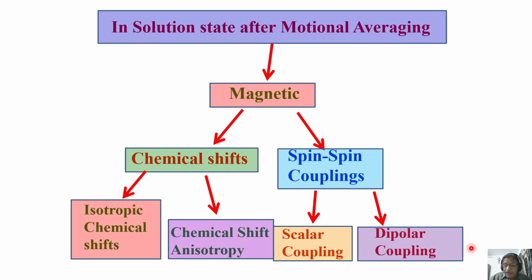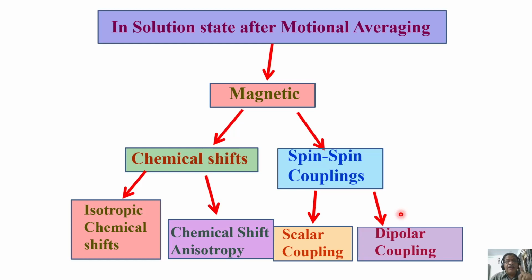What about the dipolar coupling? The dipolar coupling, as I told you, depends upon the orientation of the internuclear vector. It is orientation dependent. That means when there is motional averaging, all possible orientations are present. That means when you take the average, this dipolar coupling also goes to zero.